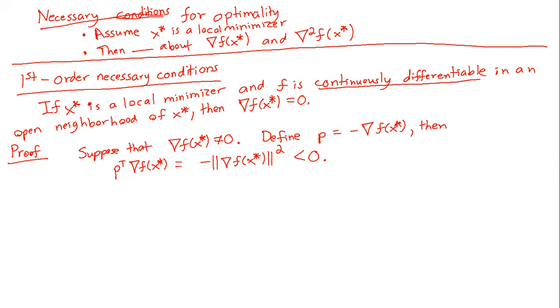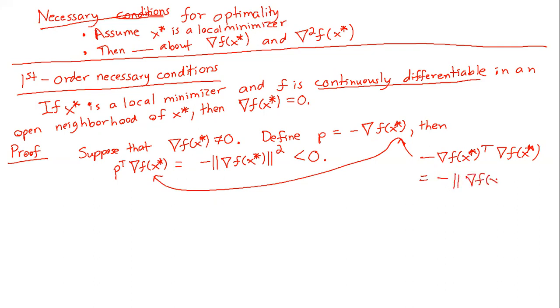So far what we've done is here's a P. And so P transpose del F of x is going to be negative del F of x star transpose, if you transpose that, times the del F of x star. I should not have put the arrow that way. I should have put the arrow to this. There we go. Now that's corrected. And this is equal to negative del F of x star squared.